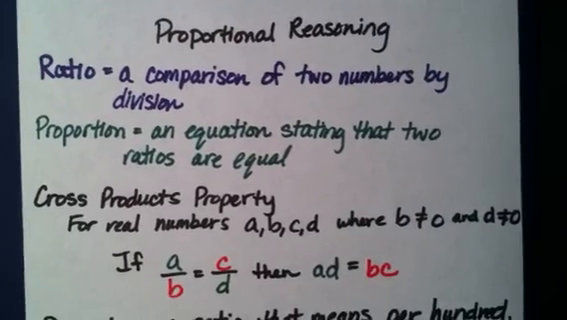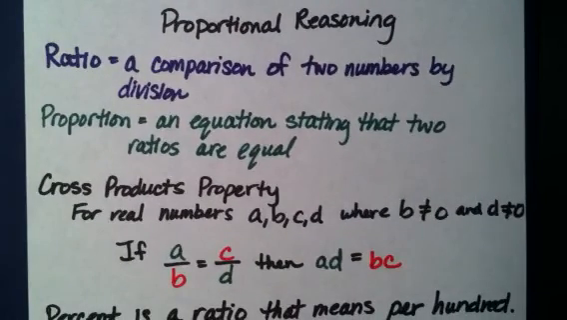Finally, on note card 7, we covered proportional reasoning. You need to recall that a ratio is a comparison of 2 numbers by division. A proportion is an equation stating that 2 ratios are equal. The cross products property, basically cross multiply and divide: for real numbers a, b, c, and d, as long as b is not 0 and d is not 0, if a divided by b equals c divided by d, then multiplying a times d equals b times c.